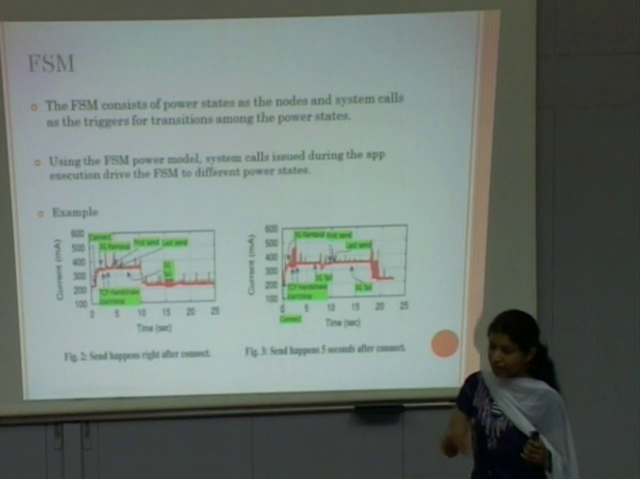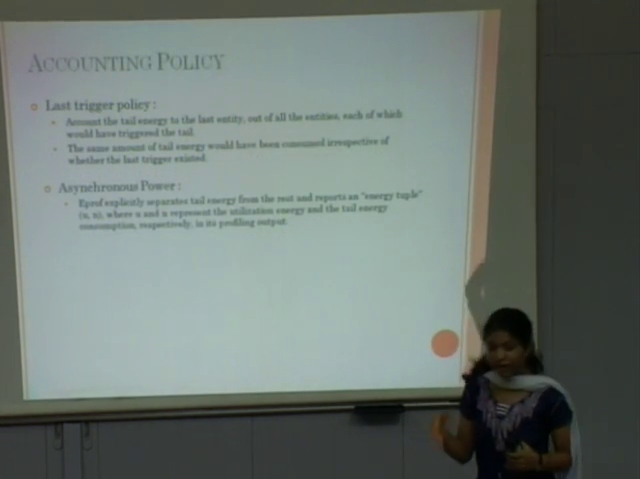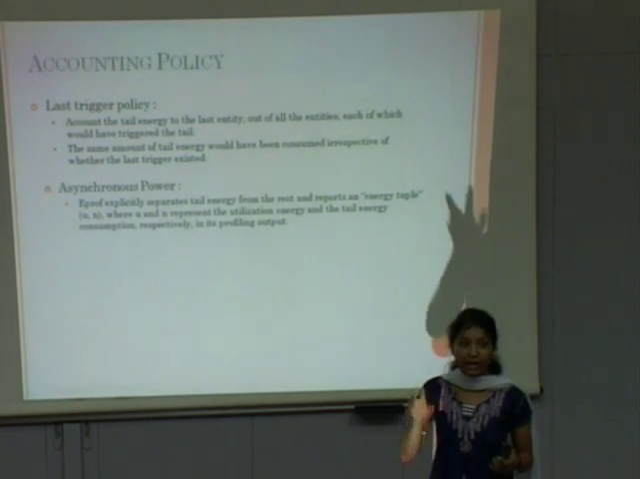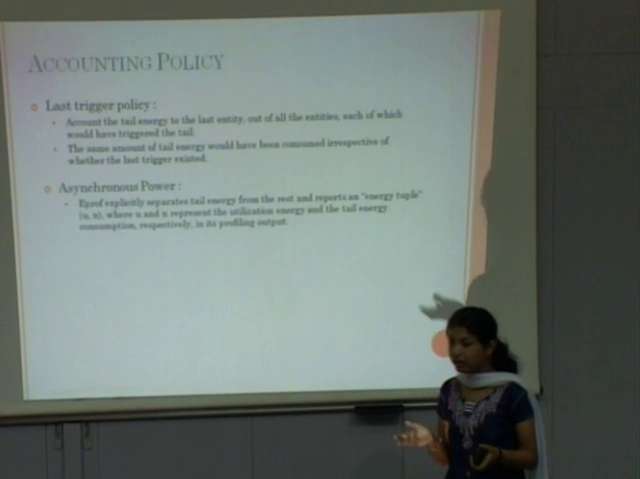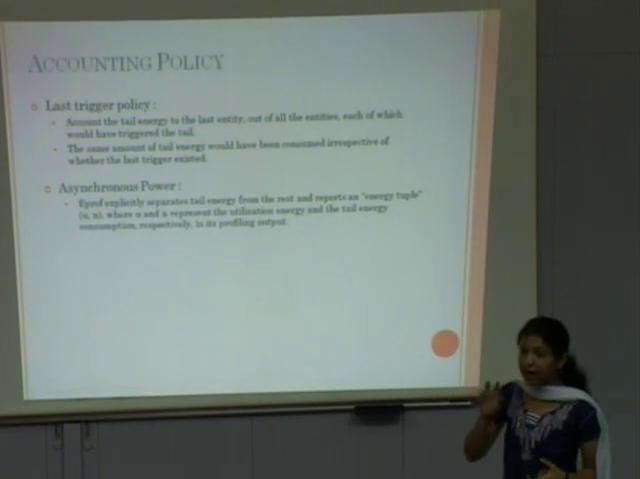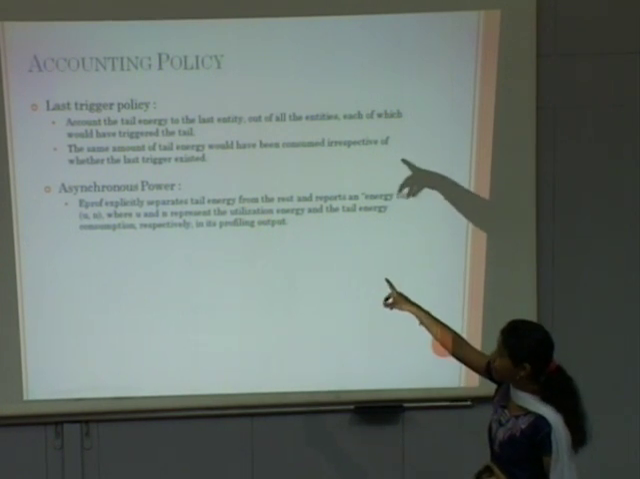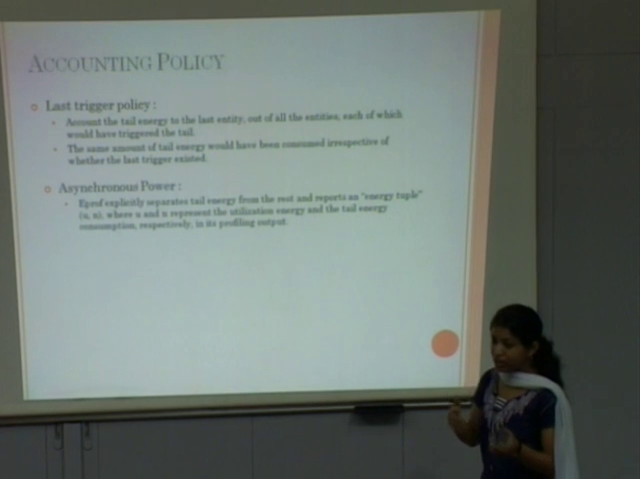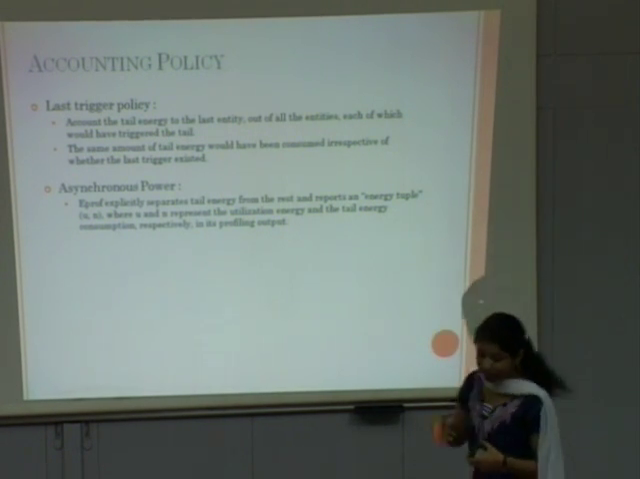Why? What is the significance of this diagram? So I'm coming to that point. As we have seen in the previous diagram, the tail energy was being wasted: the device was not in use, still it was consuming energy. To measure that tail energy, they are using the last trigger policy. Various policies can be used actually. I'll explain what they are trying to do by the example only.